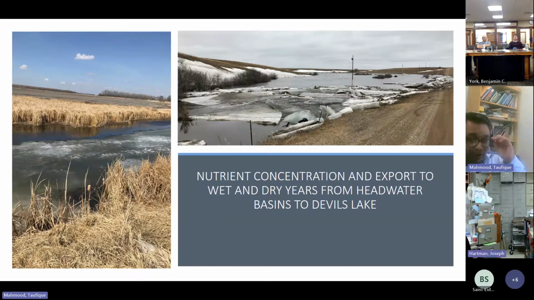Now I'm going to the nutrient concentration and export in dry and wet years. We try to understand what the nutrient concentrations look like in the water going to the Devils Lake, and again we are looking at the nutrient concentration in the Mavekuli Basin. This work is from my graduate student Tyson Jenop's master's thesis. It was published in the Journal of Hydrology in 2020.